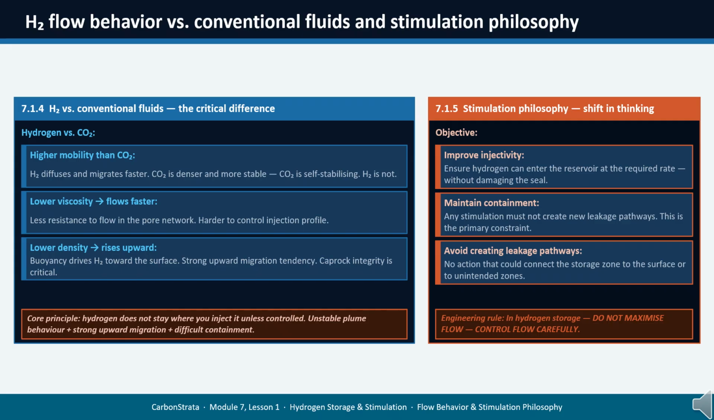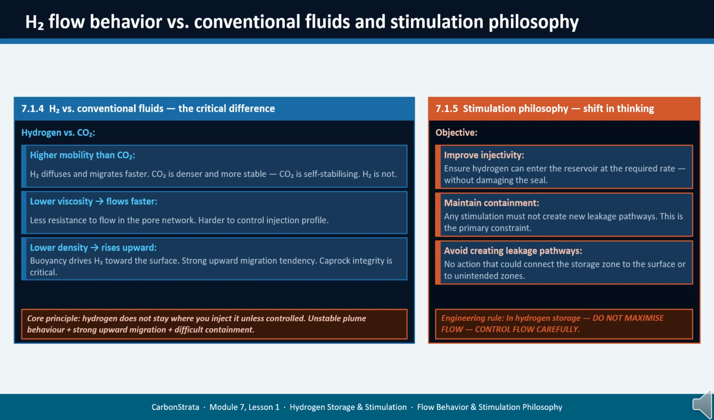Hydrogen also has lower viscosity. It flows easily and follows the dominant flow paths. This makes the injection profile difficult to control. In addition, hydrogen has lower density. It rises continuously due to buoyancy. This drives it upward toward the caprock. When you combine these effects, flow, diffusion, and buoyancy all act together. The plume does not remain fixed. It expands, moves, and redistributes over time. Even if there is no visible leakage, containment still weakens.